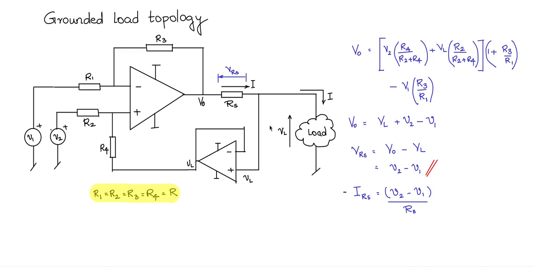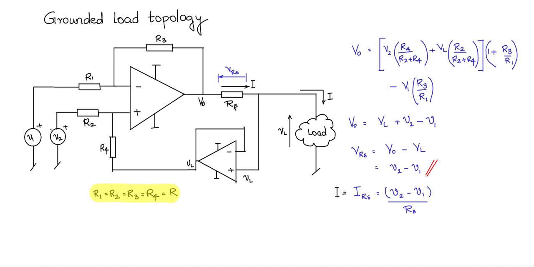So you see that this is the key component which determines the current. So this I is equal to the I, which is IRS, and that is purely the difference between V2 and V1 at the input voltages divided by RS. RS is our design resistor.